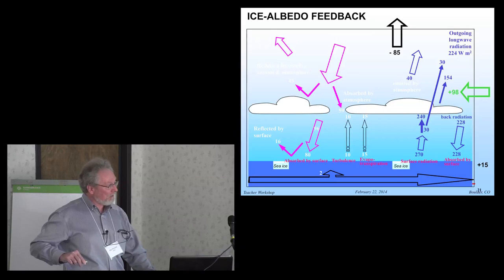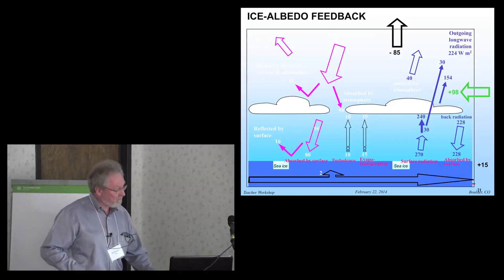So that albedo that the sea ice provides is extremely important. If we remove that sea ice, we get a positive feedback, so more energy coming into the system and more warming.